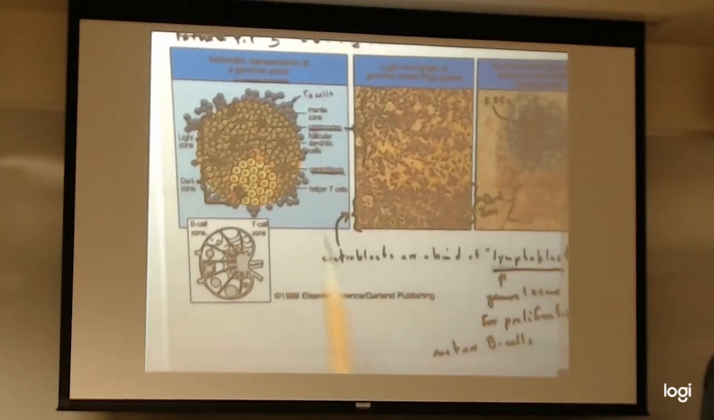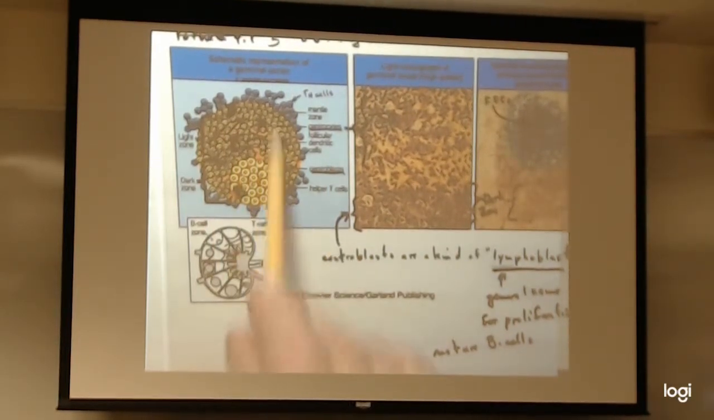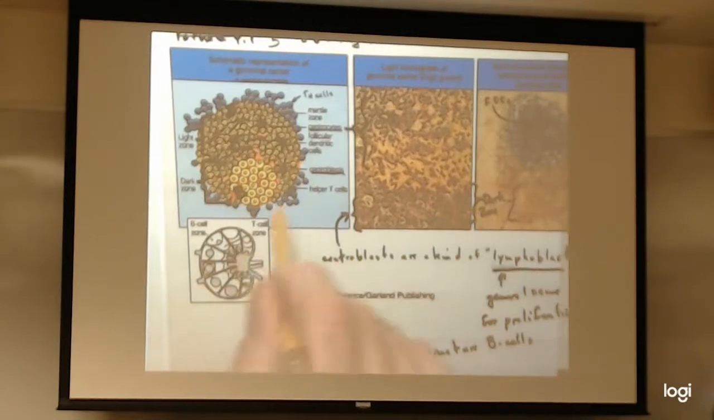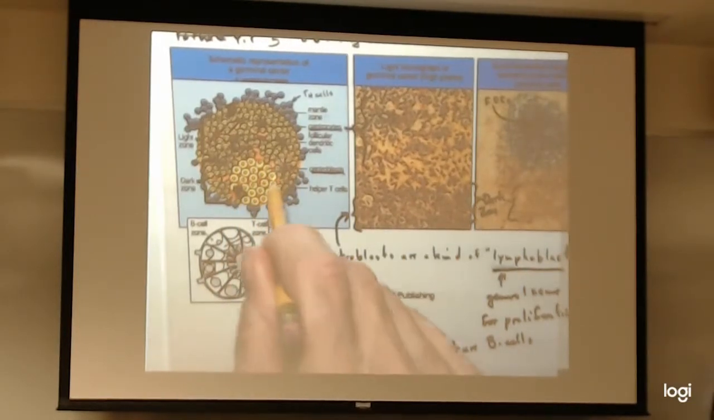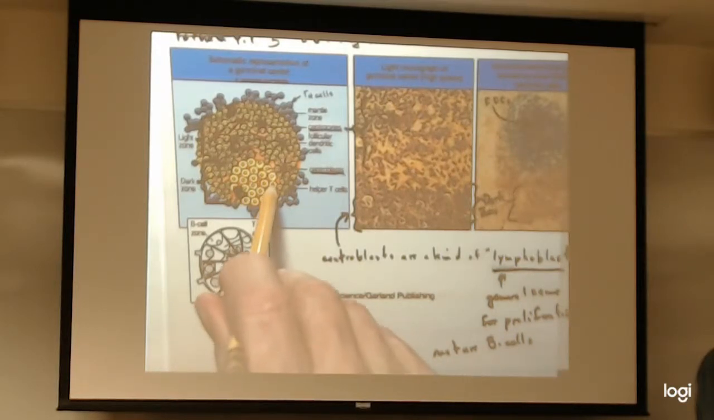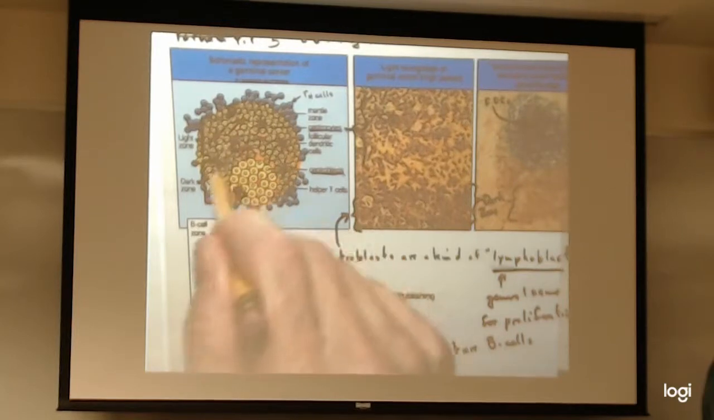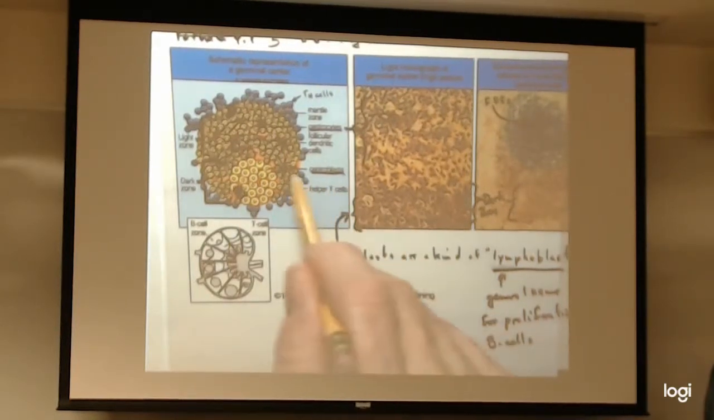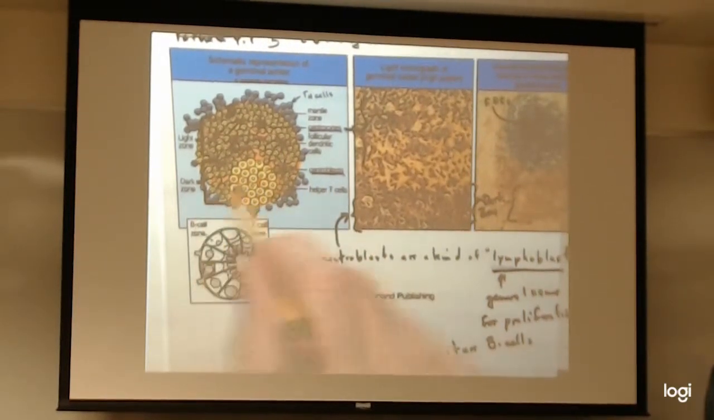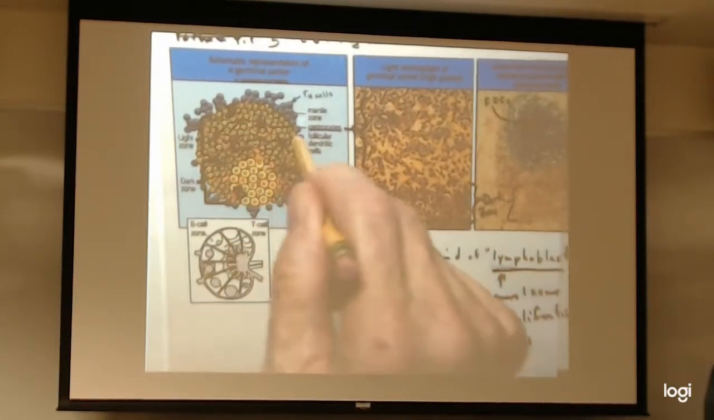This is a cartoon version of this germinal center. Here are the centroblasts. What's happening inside the centroblasts? High somatic hypermutation. And then after they finish somatic hypermutation, they move up into this region here. This was the dark zone, although it's kind of lighter in this cartoon. This is the dark zone, and this is the light zone where the centrocytes are.